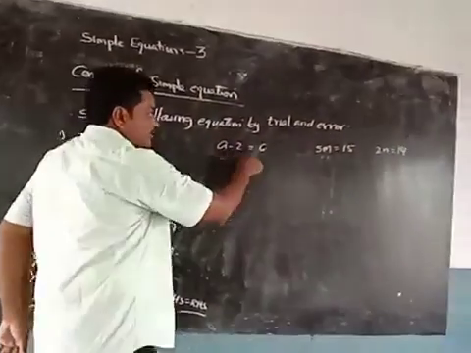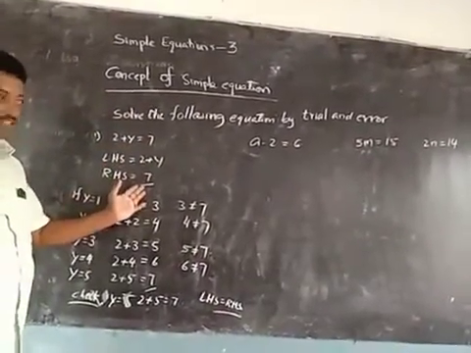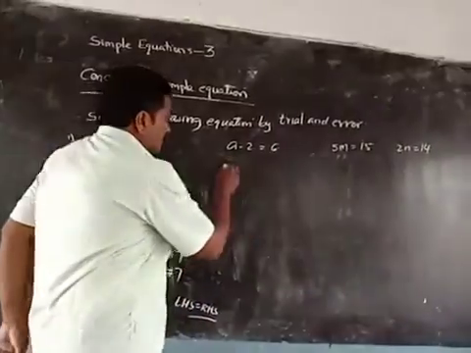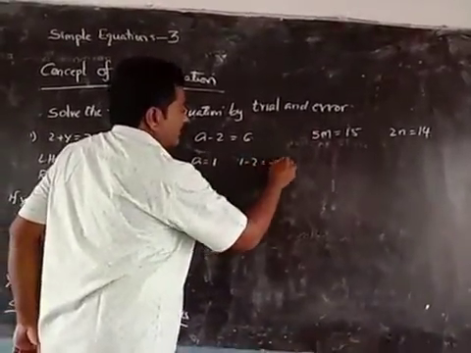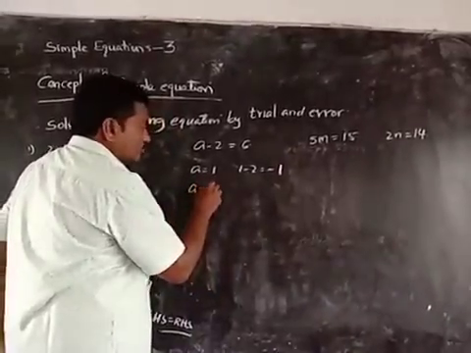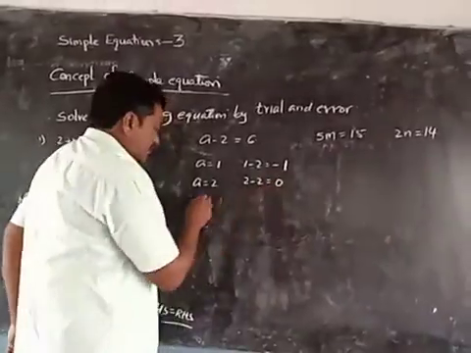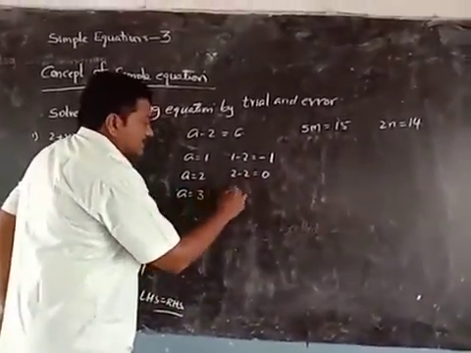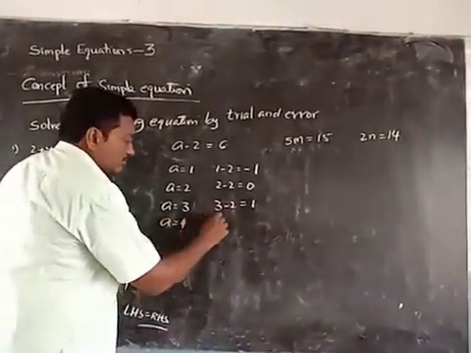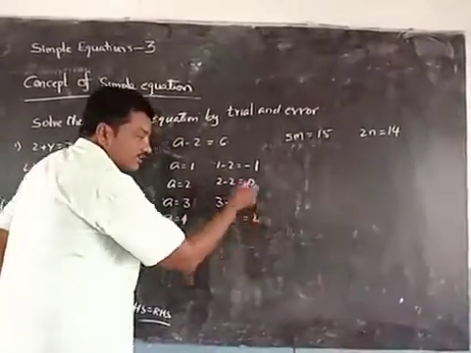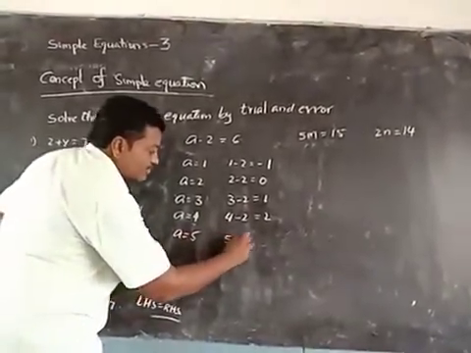We are going to another sum. a minus 2 equal to 6. First of all, we substitute the values. The previous one was addition; this is a subtraction. If a equal to 1, 1 minus 2 equal to minus 1. If a equal to 2, 2 minus 2 equal to 0. So both are not solutions. If a equal to 3, 3 minus 2 equal to 1. If a equal to 4, 4 minus 2 equal to 2. Both are also not solutions. a equal to 5, 5 minus 2, 3.